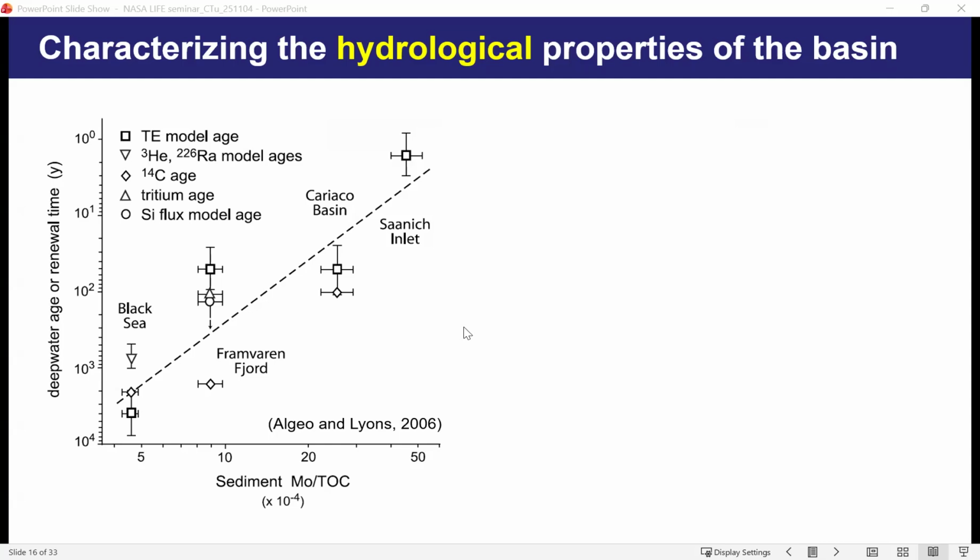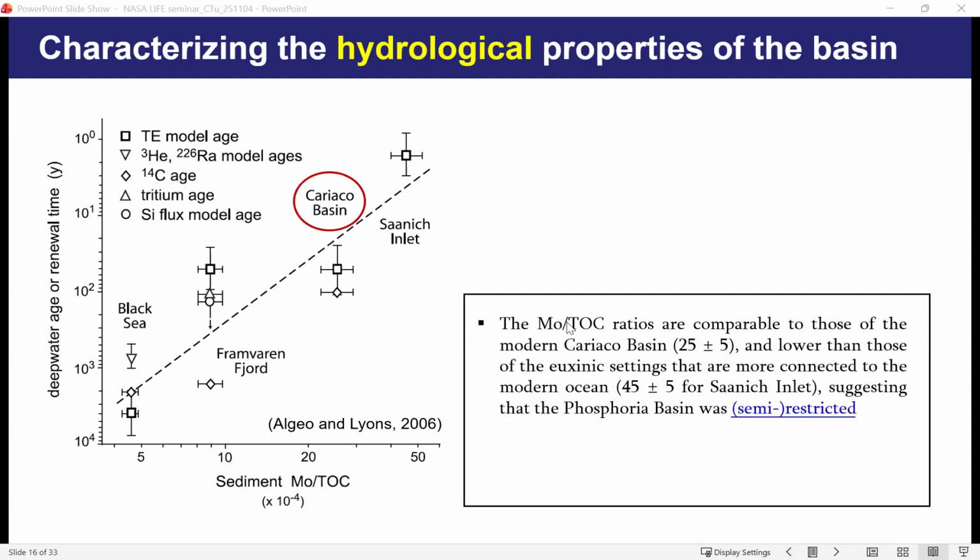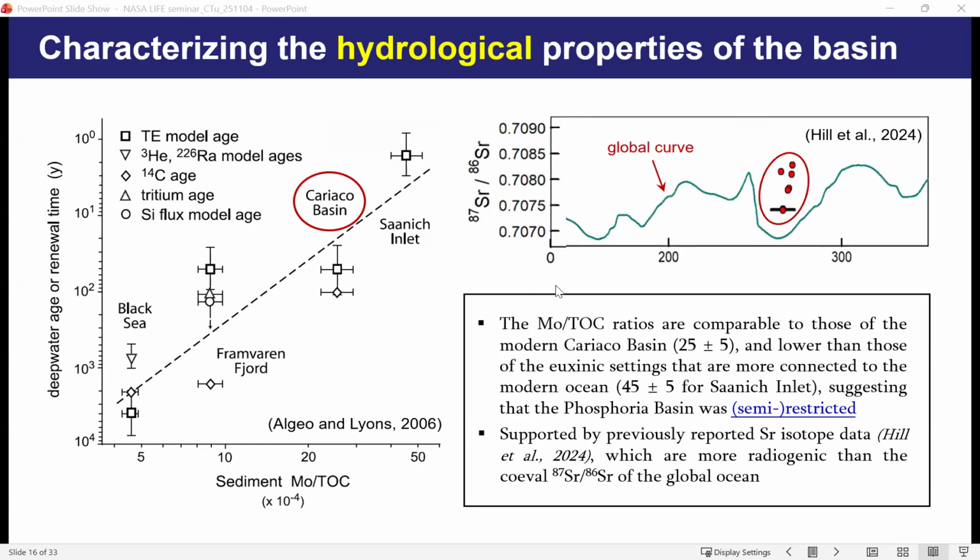In general, the molybdenum to TOC ratios of our samples are comparable to those of the modern Cariaco Basin, and lower than those of euxinic settings more connected to the modern ocean, such as Saanich Inlet. This data suggests that the phosphorite basin was semi-restricted. And this is supported by previously reported strontium isotope data. You can see they are more radiogenic compared to the coeval strontium isotopes of the global ocean.